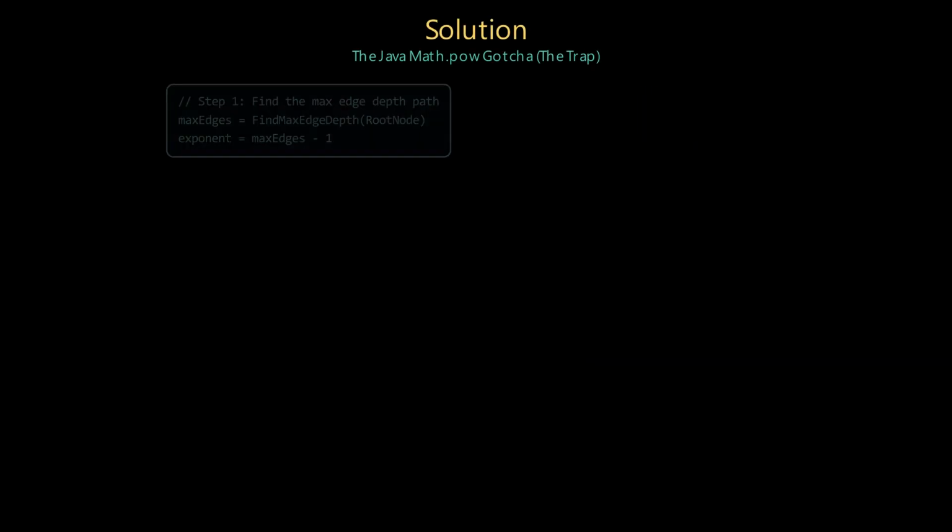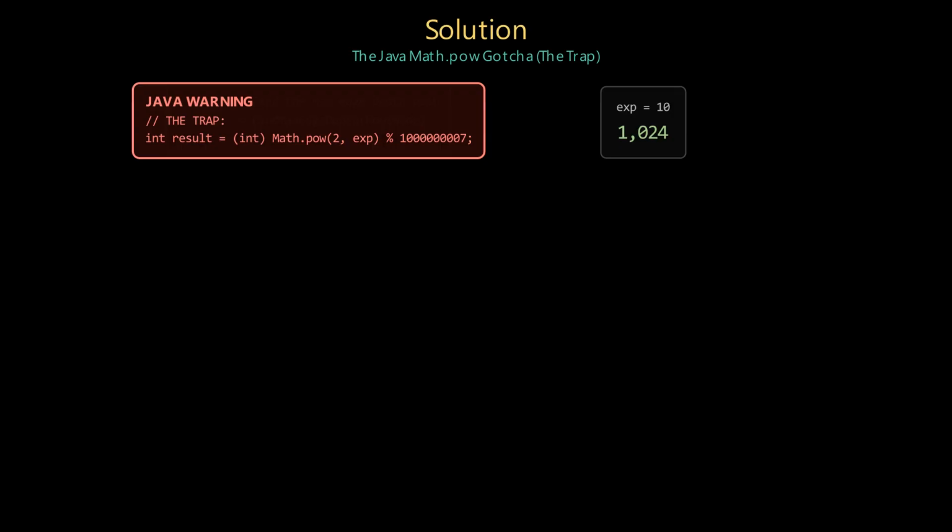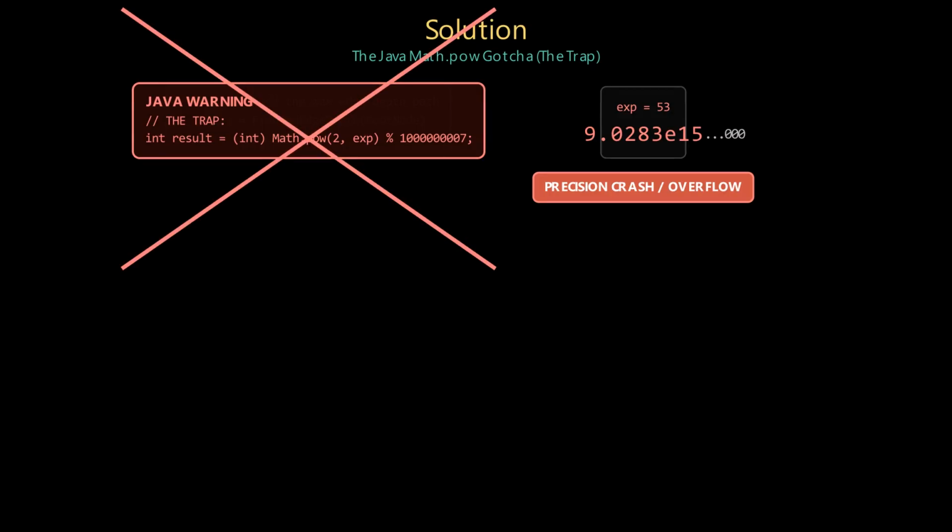Before we write the math loop, beware of a major language trap. In languages like Java, it is incredibly tempting to use the standard library shortcut Math.pow. This fails completely. Math.pow operates on floating point doubles, which lose precision once the number gets large, leaving you with rounded, broken values before you can even apply the modulo constraint.